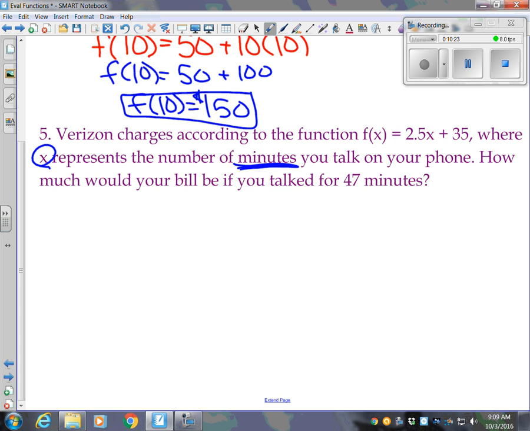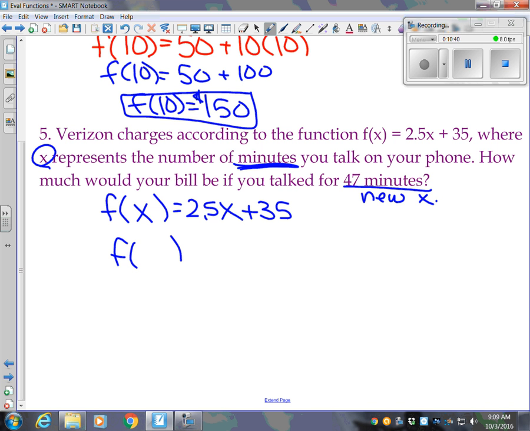How much would your bill be if you talk for 47 minutes? So is this going to be my new x? Okay. So the function with x in it is 2.5x plus 35. Now it's going to be the function with what number in it? All right. So this is going to be a minutes number. So whatever goes in place of x is a minutes number. So 47 goes here and 47 goes here.